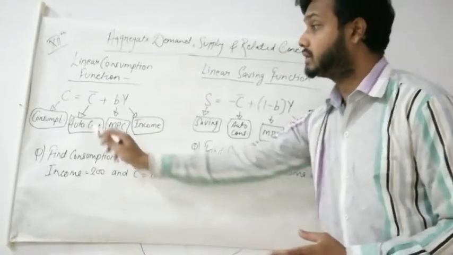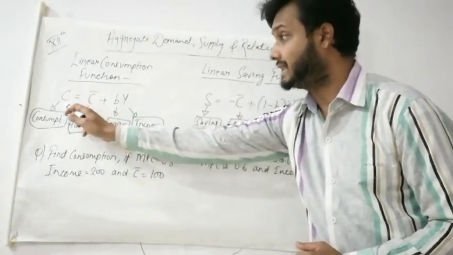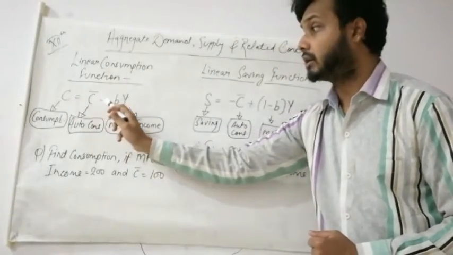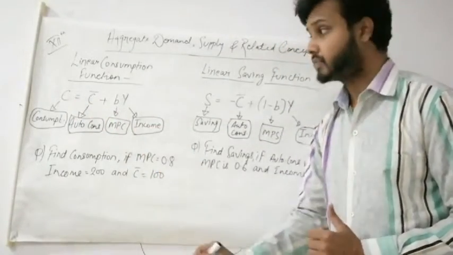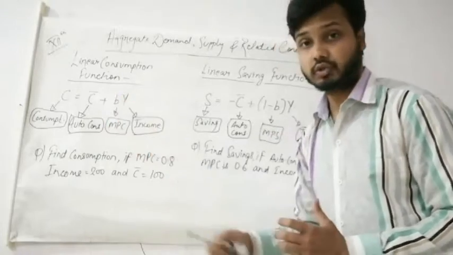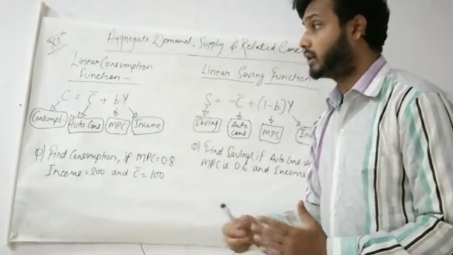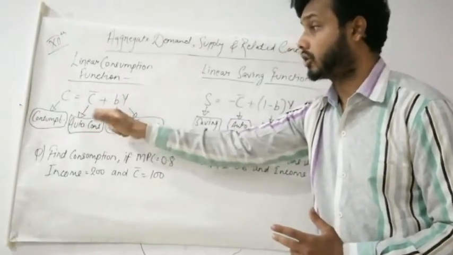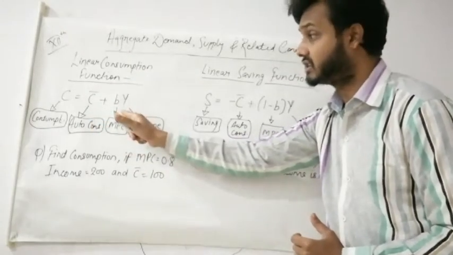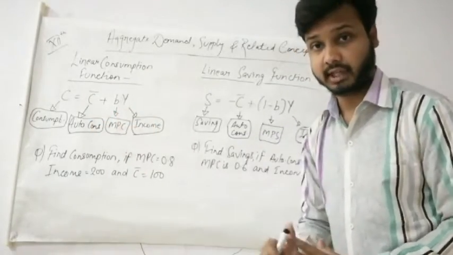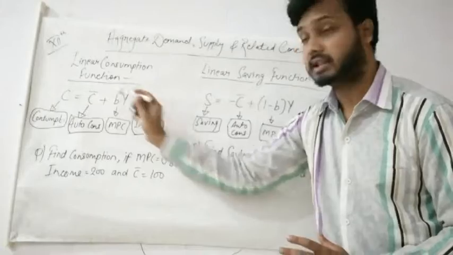Starting with the first one, that is linear consumption function. See students, the simple function that is used is C = C̄ + bY. This function will help us to solve the questions, to find out the value of consumption or autonomous consumption or the national income or MPC, whatever we need to find, we can find with this function.